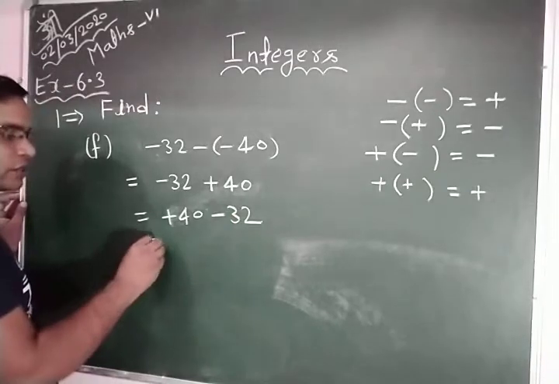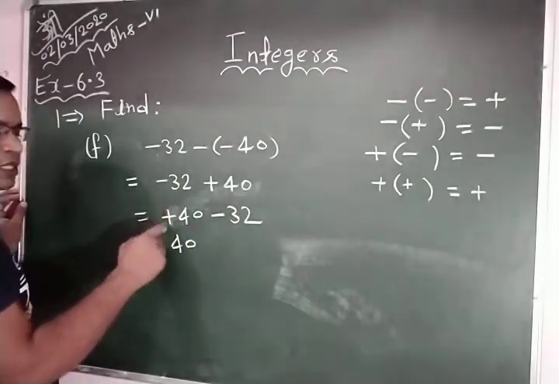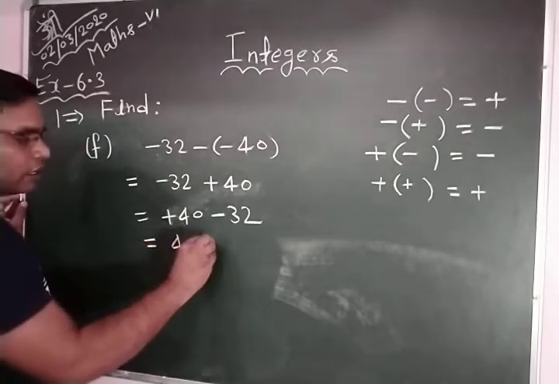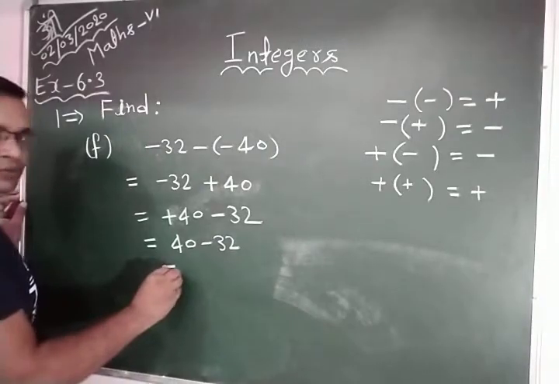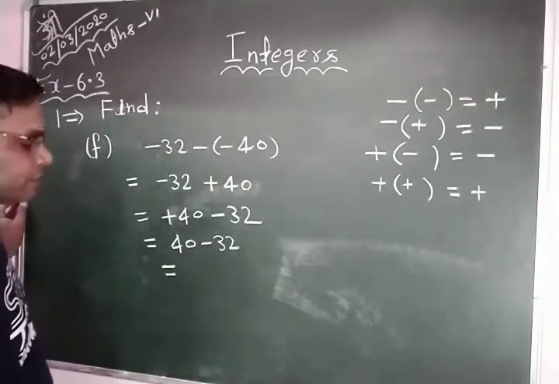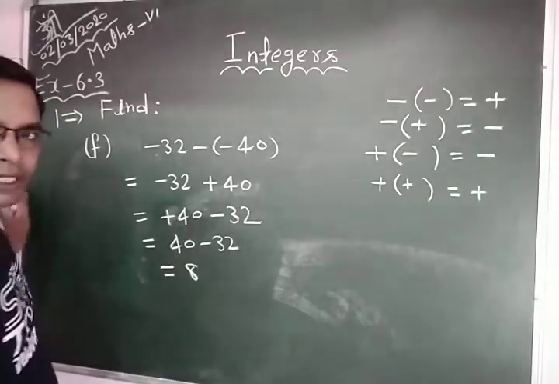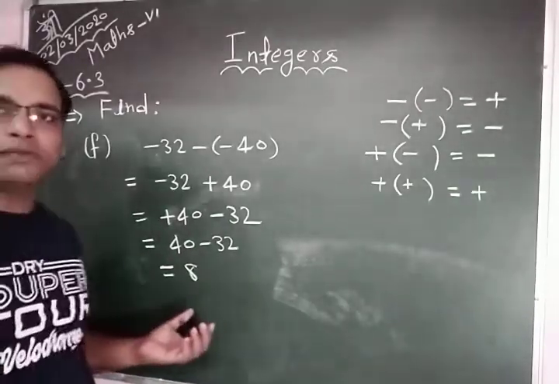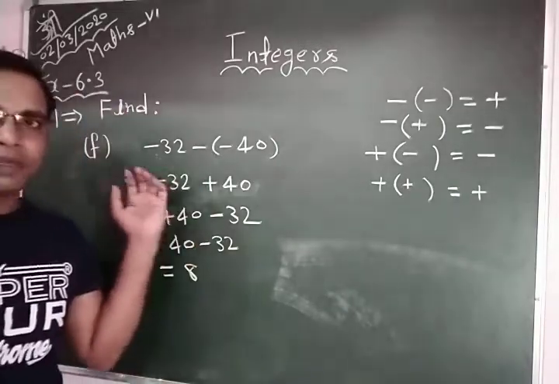Or you can write only 40. This positive sign is hidden here. Okay. So 40 minus 32, this is equal to what? This is equal to 8. If you subtract them, 40 minus 32, then we get 8. Okay. See, in this question, these are very simple questions.